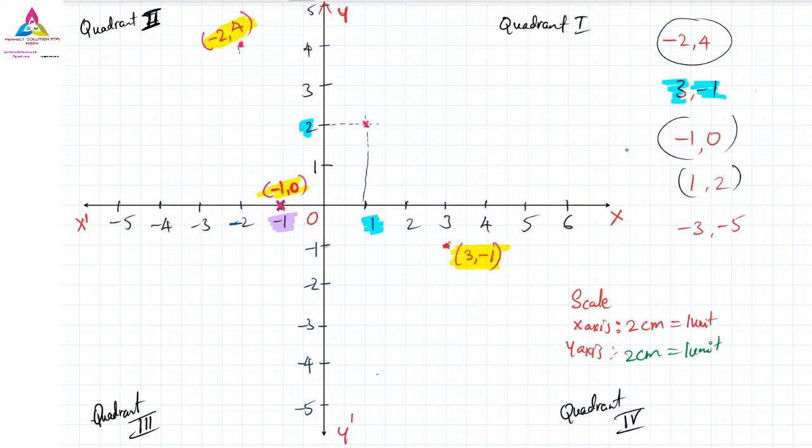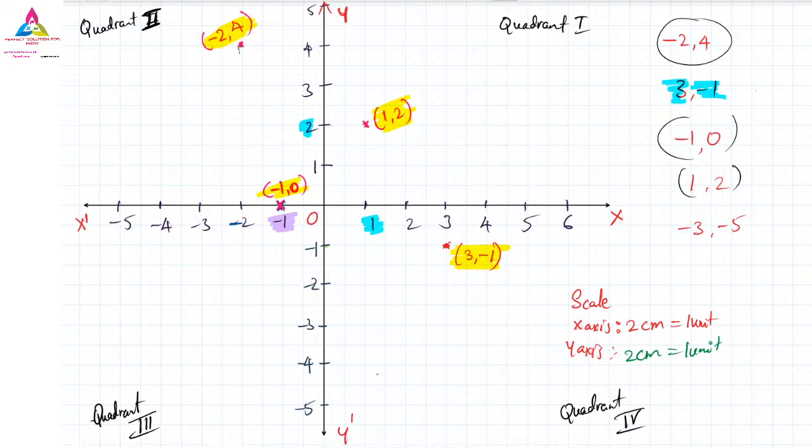So 1 and 2 will come here. Okay, this is our answer for the next point. So I hope you understood this. 1 and 2 is the next point what we have. Okay, any doubt? Any doubt regarding this?